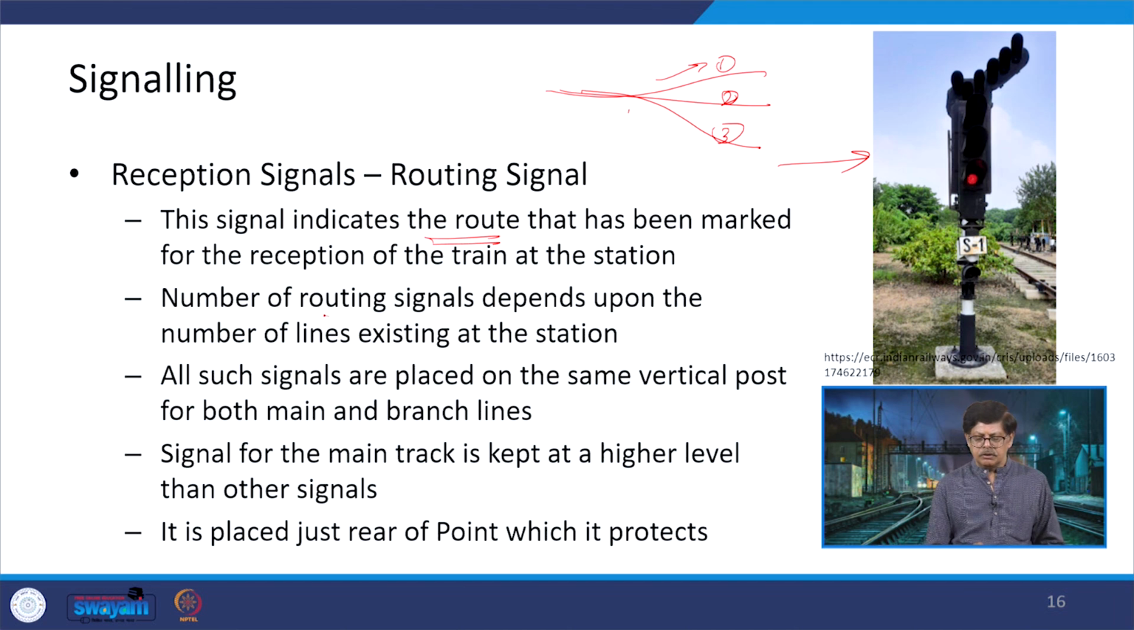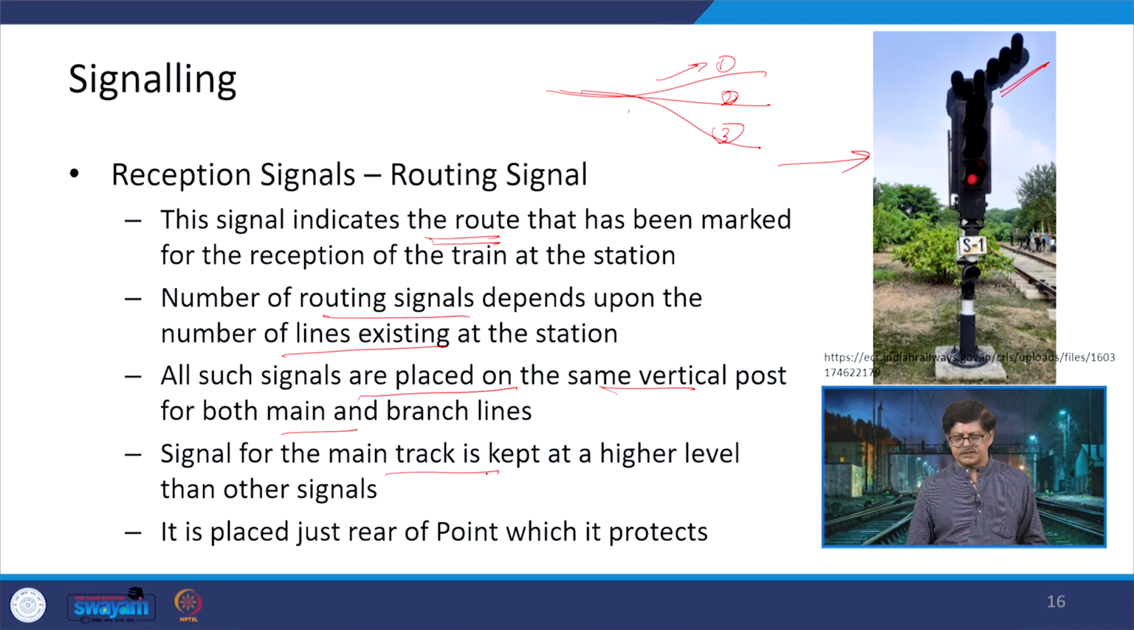There are number routing signals, which depend on the number of lines existing at the signal. Here you can see that some protruding arm is there. That protruding arm tells that in this particular direction there are different lines on the right hand side, and out of those some line is to be taken, which will again be given as information on this arm. All such signals are placed on the same vertical post for both main and the branch lines.